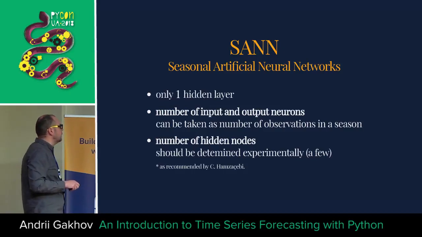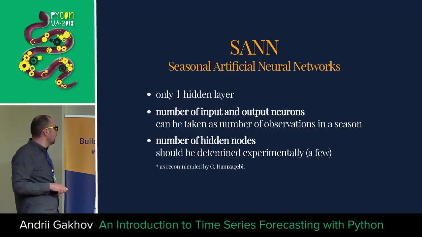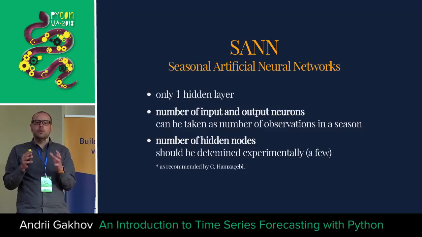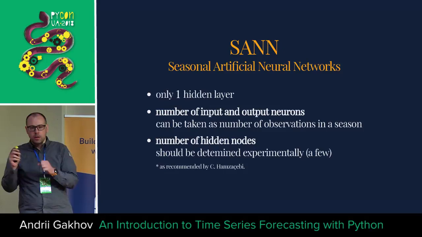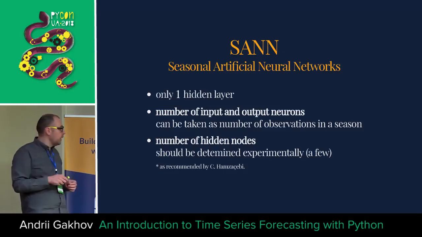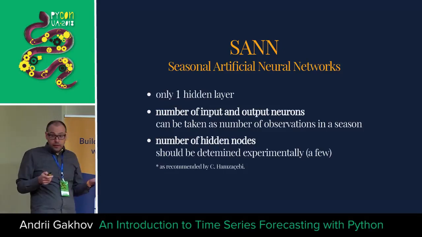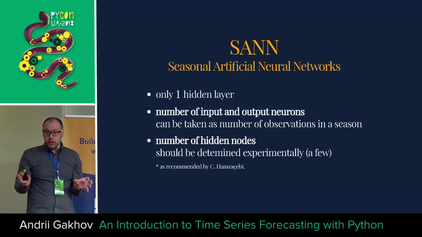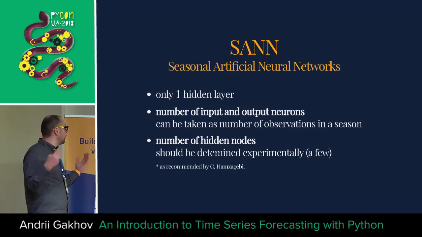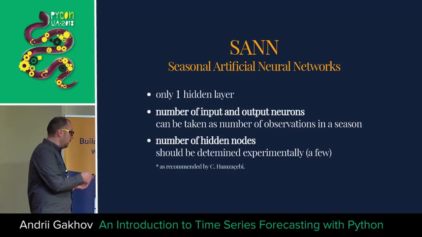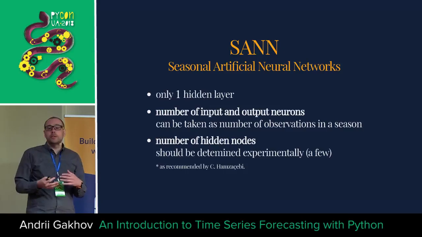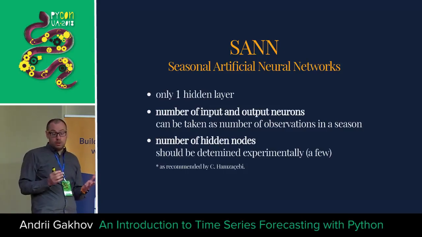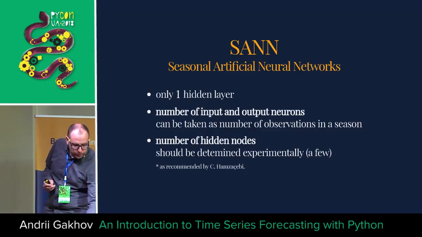It's called SANN, Seasonal Artificial Neural Networks. And the scientists found really good parameters to use. And it's quite easy. You need only one hidden layer. Cool. The number of input and output neurons, so the input and output of the network are actually the same. And then for the number of hidden nodes, they just say, take a few and it will work. Let's look, will it work?